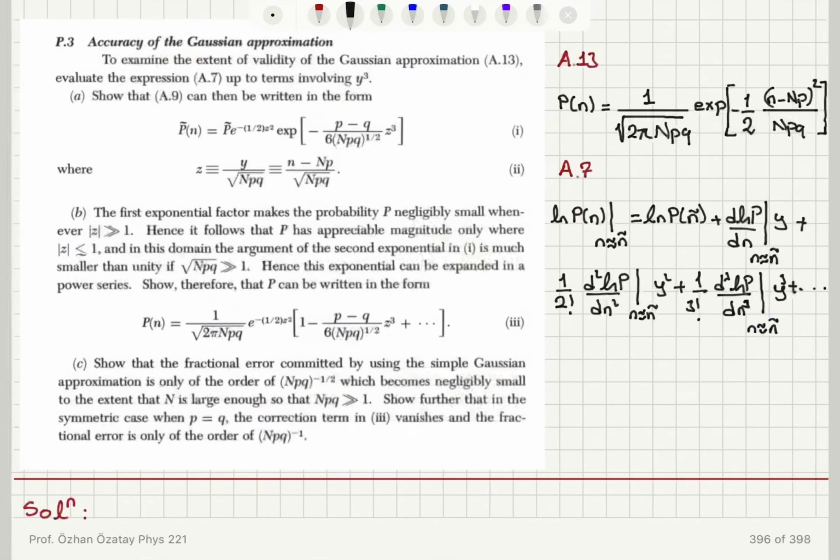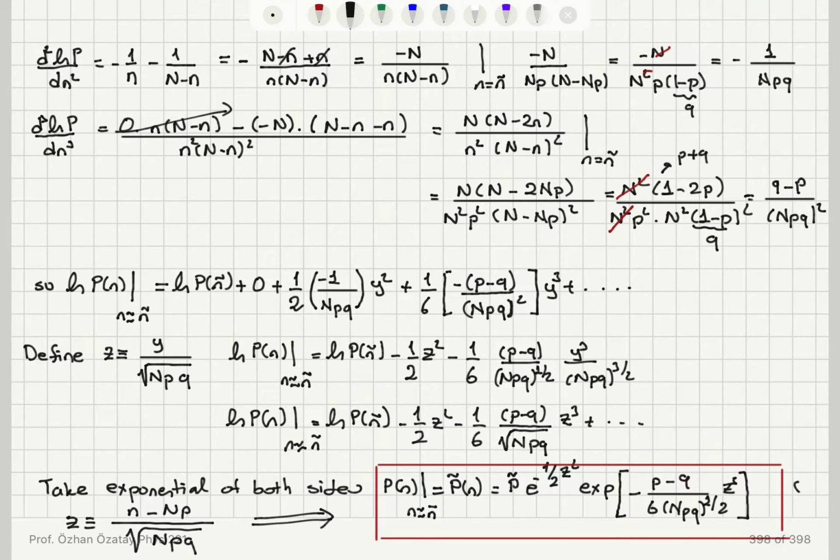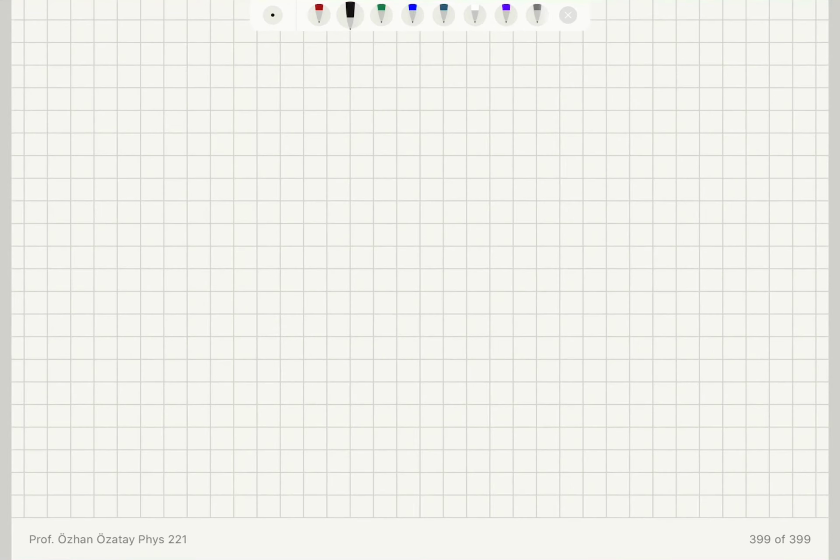So let's go back to the problem statement. That's what I was supposed to show. So the probability can be written in this form. So this is the equation I and double I. So that's I, that's double I. Okay, so let's move on to part B of this problem.